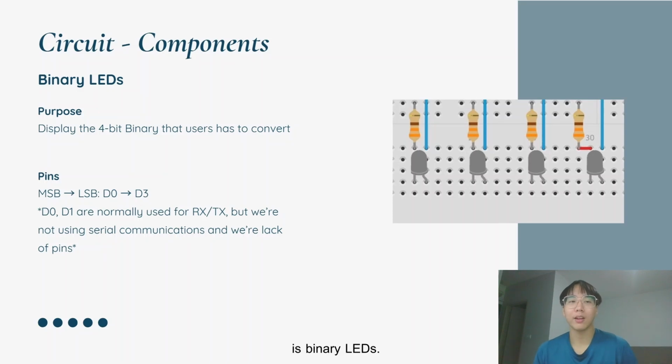The next component is the binary LEDs. Their purpose is to display the 4-bit binary number that the user has to convert. From MSB to LSB, we use D0 to D3. D0 and D1 are normally used for RX and TX, but we are not using serial communication and we are running out of pins, so that's why we use D0 and D1.